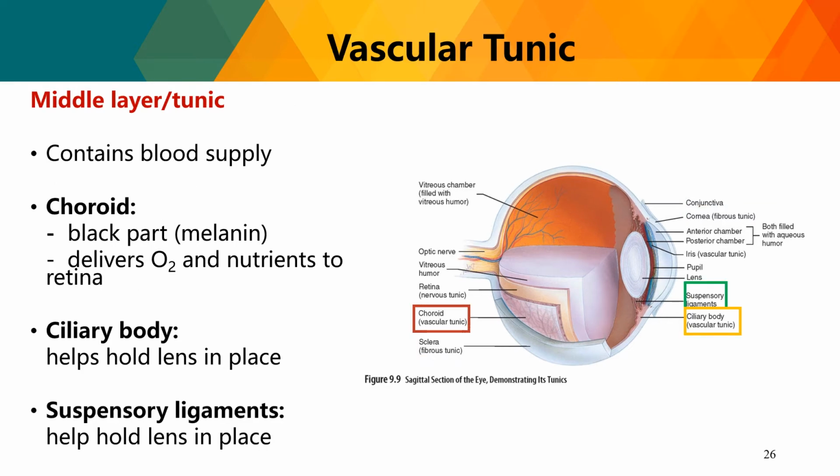Next, you have your vascular tunic, or the middle layer. It contains your blood supply. So it has your choroid, this one. So it is the black part, because of the melanin, it delivers oxygen and nutrients to the retina. You also have your ciliary body. It helps hold your lens in place. And then you have your suspensory ligaments that hold the lens in place. Okay.